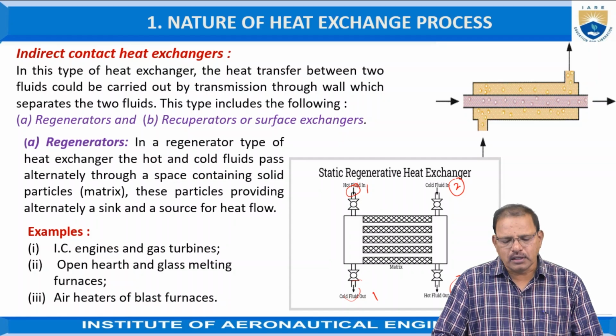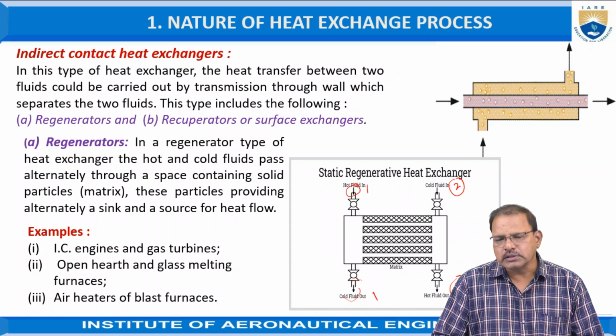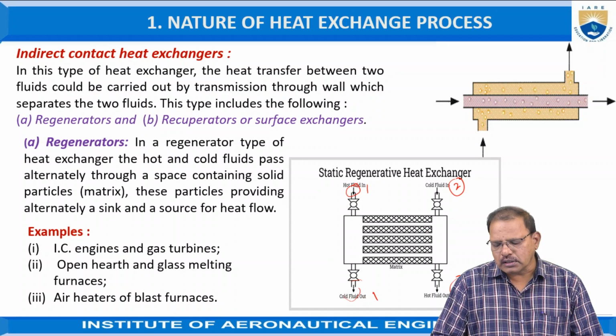Regenerators. In a regenerator type of heat exchanger, the hot and cold fluids pass alternately through a space containing solid particles, which are called the matrix. These particles alternately provide a sink and a source for the heat flow. As shown in the figure, it consists of the outlets as well as the inlets for the cold fluid as well as the hot fluid.